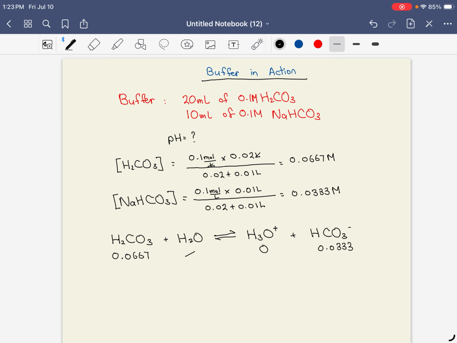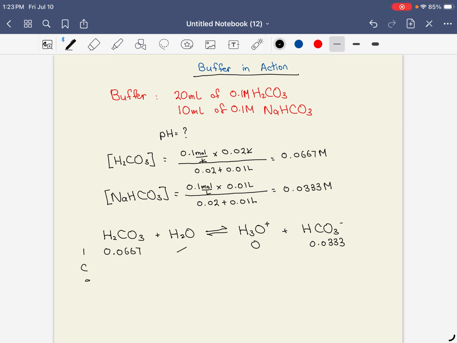So, let's do a nice table. In terms of change, you're going to get less and less of this, and you're going to get more and more of that, because that's what H2CO3 does. And here, of course, we will look at equilibrium.